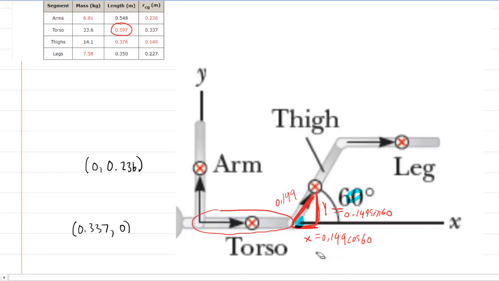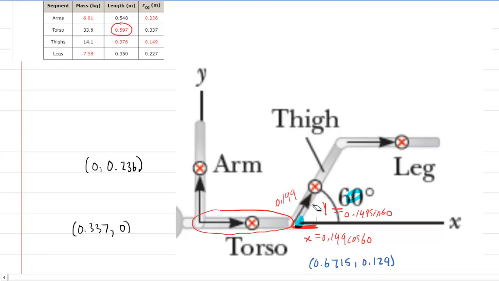So let's go ahead and do that. 0.597 plus 0.149 cosine of 60, that's 0.6715. That's the x-coordinate for the thigh. And then the y-coordinate is just this little height right here. That's going to be easy because it's just 0.149 sine of 60. So that's 0.129.